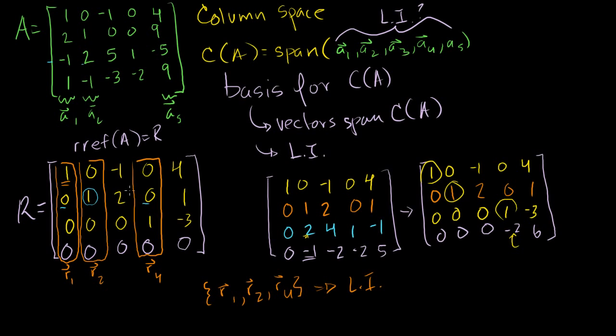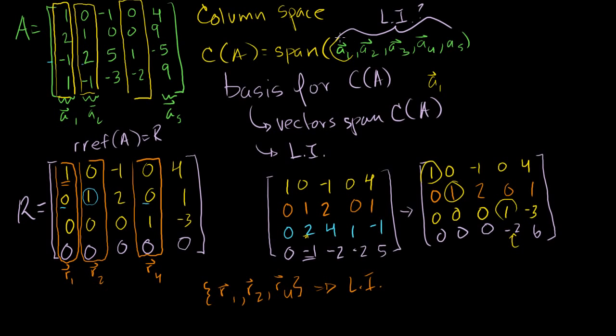Now it turns out, and I haven't proven it to you, that the corresponding columns in A, before we put it in reduced row echelon form, so A1, A2, and A4, are also linearly independent. So A1, let me circle it, A1, A2, and A4. If I write it like this, A1, A2, and A4, let me write it in set notation.